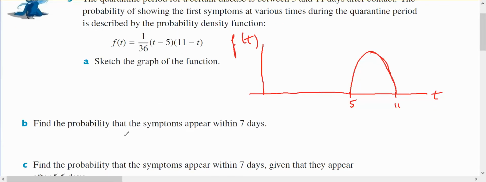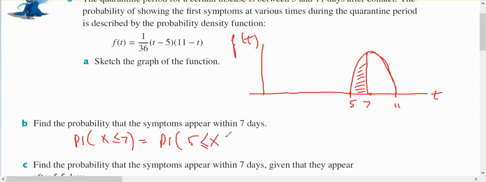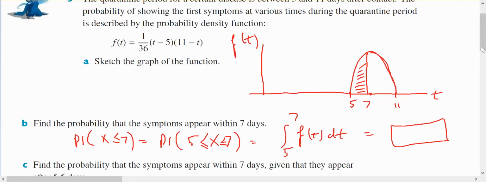Okay. The probability that the symptoms appear within 7 days is that area there. So probability that x is less than or equal to 7 equals the probability that x goes, in this particular case, from 5 to 7, which means it's the integral from 5 to 7 of f of t dt. And then I can put it in the calculator and find out the answer.